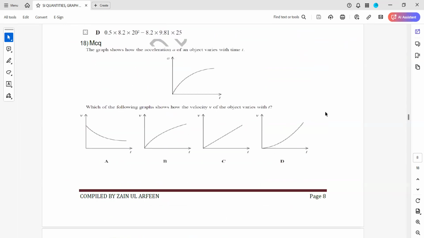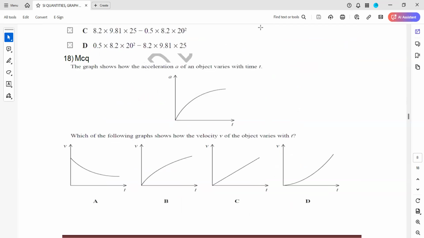Question 18. Acceleration time graphs, okay? It's question 16 as well. Okay.